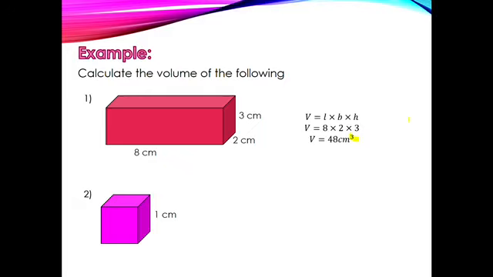Alright, now let's look at our cube for number 2. Number 2 is a cube. Our length is 1 centimeter. So length times breadth times height. You know that every part of a cube is equal to the same measurement. So a length, a breadth, and a height are all going to equal 1. So 1 times 1 times 1 will give you 1 centimeter cubed.